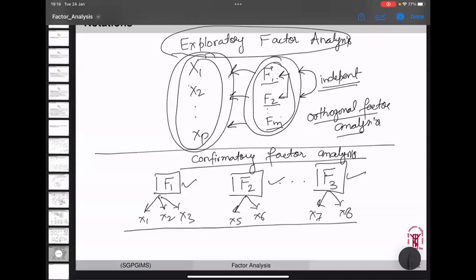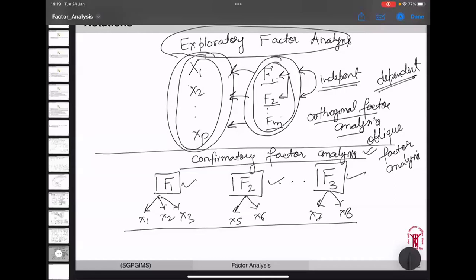But if there is a relationship between these factors, if they are not independent, if they are dependent, then the factor analysis is termed as oblique, O-B-L-I-Q-U-E, oblique factor analysis. When there is a relationship between these factors, then we say that this is oblique factor analysis. Sometimes the PIs know that factors are there and factors are also related to each other, so they proceed with such an assumption, and it is termed as oblique factor analysis.